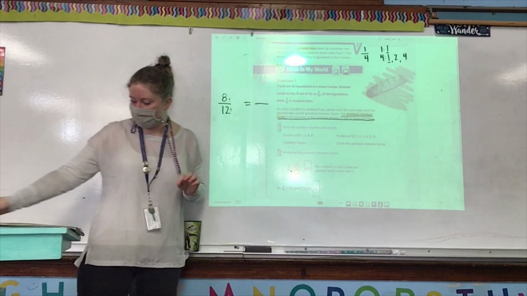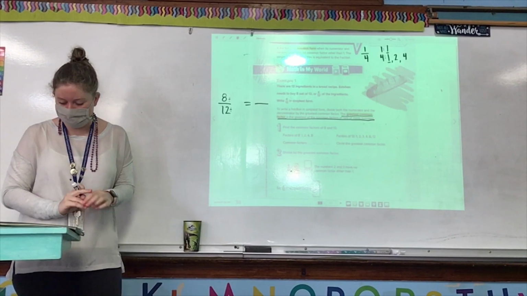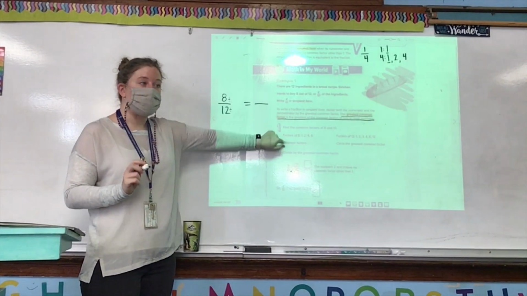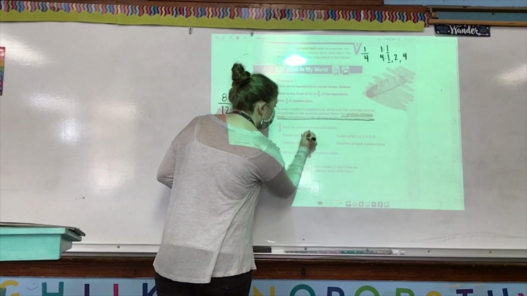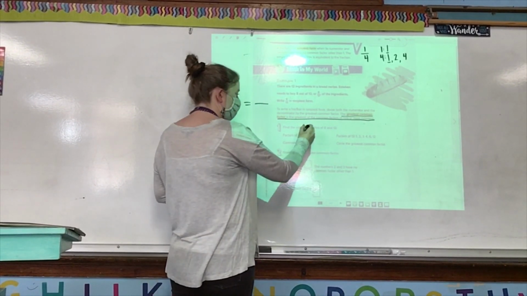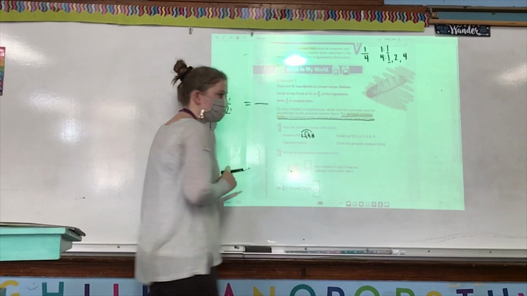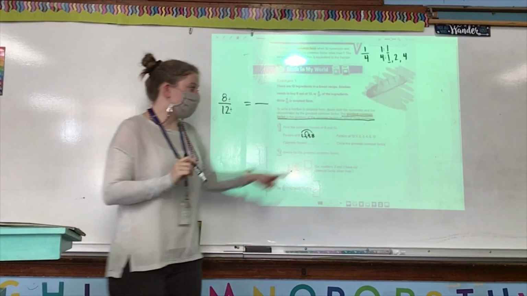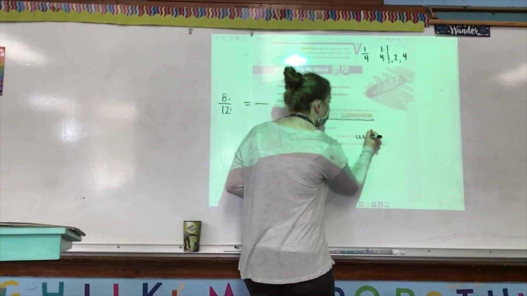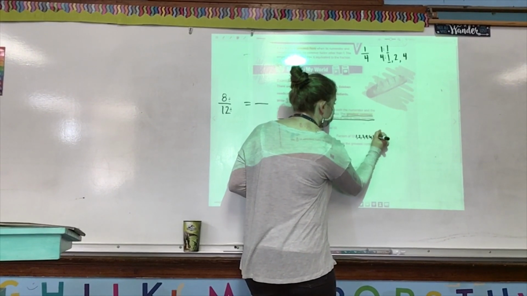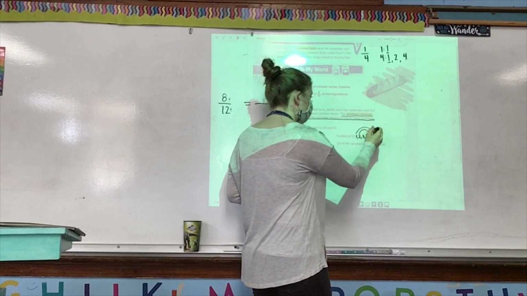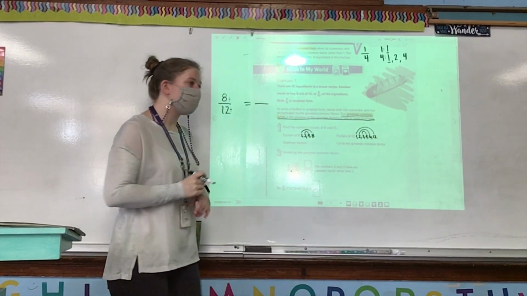So luckily they did this for you. However, you will have to do it yourself for pretty much the rest of the lesson. So the factors of 8 are 1, 2, 4, and 8, because we know the factor pairs are 1 and 8, and 2 and 4. Now the factors of 12 are 1, 2, 3, 4, 6, and 12, because we know the factor pairs are 1 and 12, 2 and 6, and 3 and 4.